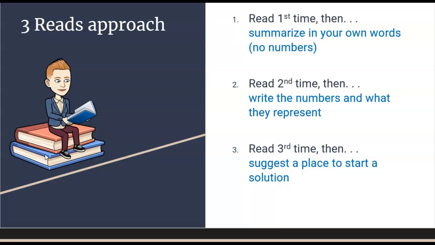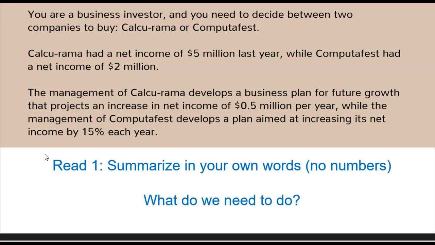So here we go. Here is our story problem. First time, we're going to read and summarize. So you are a business investor, and you need to decide between 2 companies to buy, Calcu-rama or Computafest. Calcu-rama has a net income of $5 million last year, while Computafest had a net income of $2 million. The management of Calcu-rama develops a business plan for future growth that projects an increase in net income of $0.5 million per year, while the management of Computafest develops a plan aimed at increasing its net income by 15% each year.